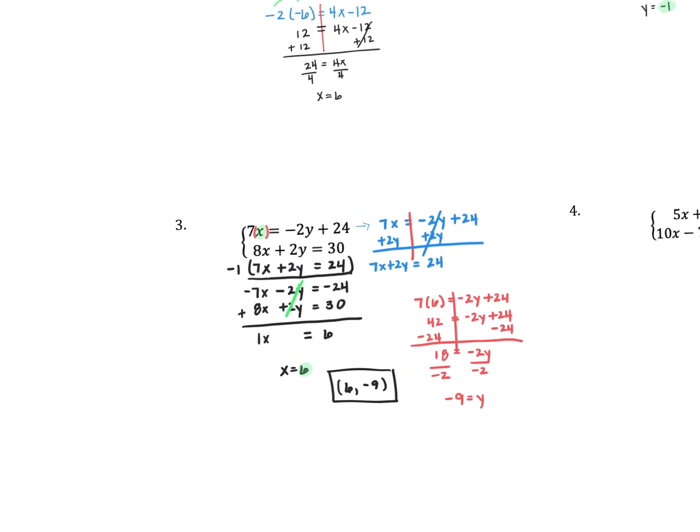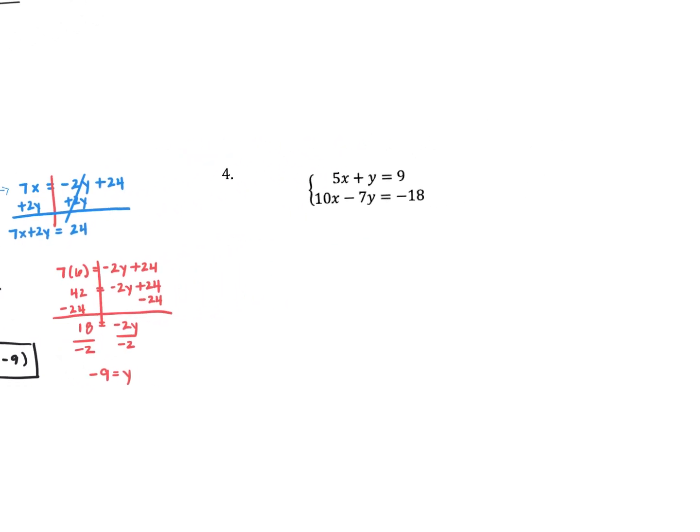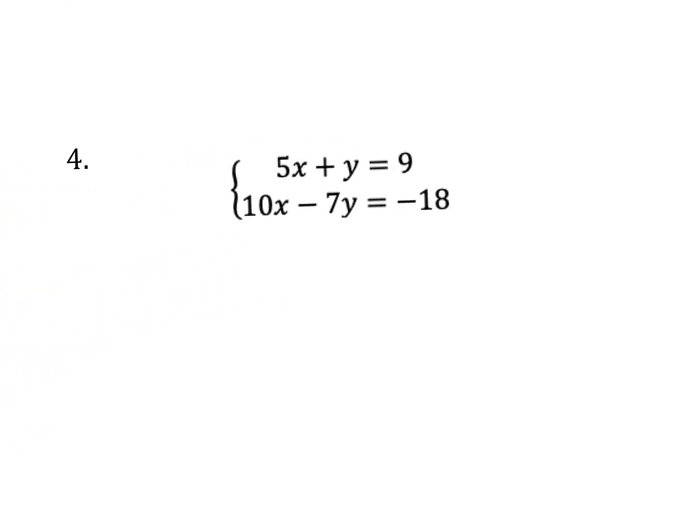Okay, so that was number 3. Let's do number 4, our last one. Looking for standard form. When I look at this first one, that one's in standard form, so that's awesome. When I look at this one, that one is also in standard form. I have my x and my y on the left side of the equal sign.